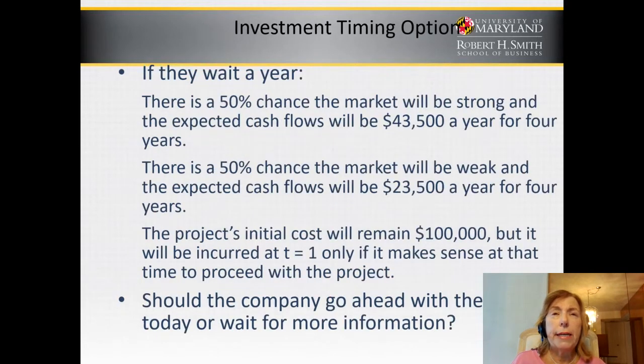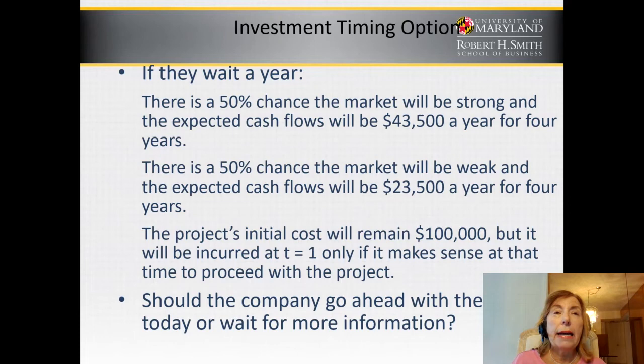But if we wait 1 year, we will learn more about the project. There is a 50% chance the economy will be strong or weak. So if we wait 1 year, we will know if the economy is strong or weak. If it is strong, the expected end-of-year cash flows are $43.5. But if the economy is weak, the expected end-of-year cash flows are only $23.5. That $33.5 we expected today is actually 50% of $43.5 and 50% of $23.5.